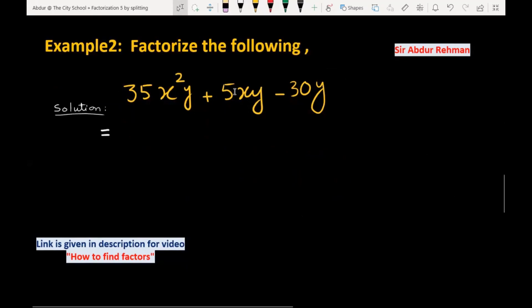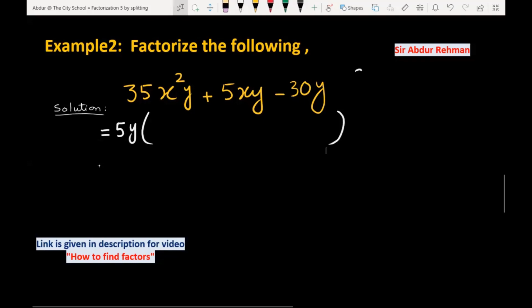35, 5 and 30 are divisible by 5 here, so 5 is common. And for the variable, x square, x, but there is no x term in the last one, so let's check y. This is y, this is y, this is y. Y is common here. In the bracket, you have to write by dividing these three terms by 5y.